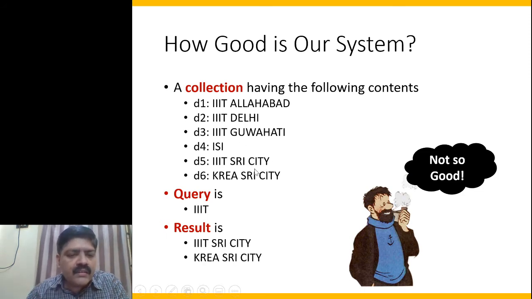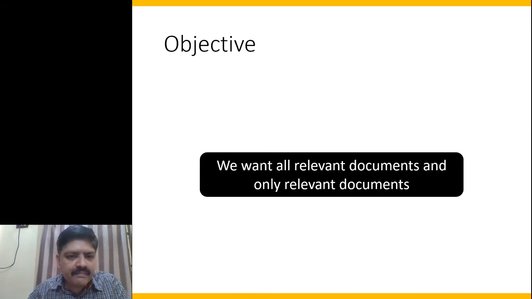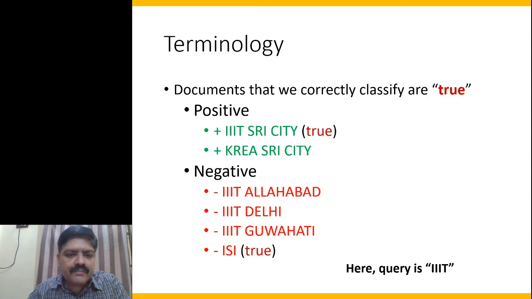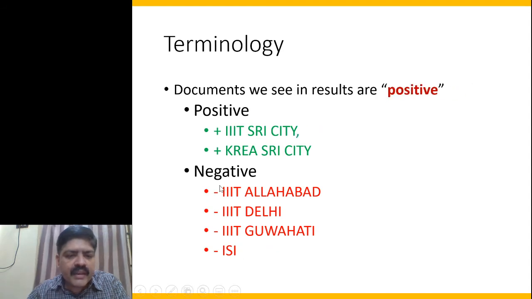And all those documents that did not turn up are negatives. For example, D1 is a negative, D5 is a positive. Okay, so these are my negatives. Everything else which is not positive is obviously a negative.